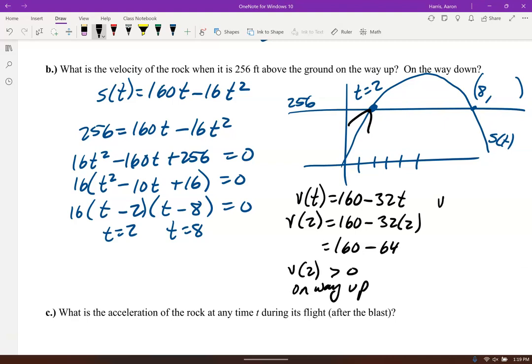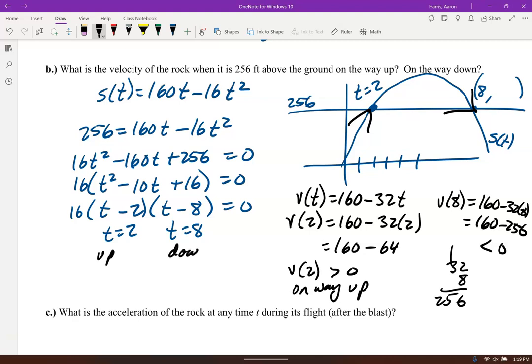If you plug in 8, at the 8 second mark, it'll be on the way down. 32 times 8, 256. I got 160 minus 256. That's a negative value. So it's on its way down, right? The object at 8 seconds. So that's on the way up, that's on the way down. Both of them are at the same height.